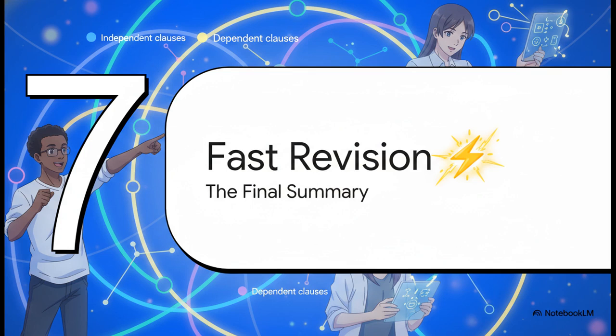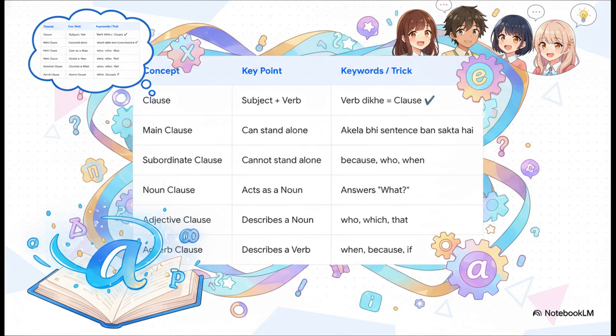How'd you do? Awesome work. Hey, even if you're still practicing, that's perfect. Let's do a super fast revision to lock it all in. This next slide is going to be your best friend for studying. Here it is, your ultimate cheat sheet. Seriously, this table has everything we've talked about. From the basic definition, subject plus verb, our verb detective trick, all the way down to the specific jobs of the noun, adjective, and adverb clauses. It really all boils down to knowing what question to ask. I'd definitely grab a screenshot of this one for later.